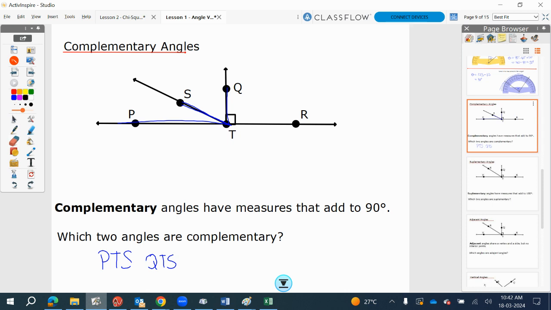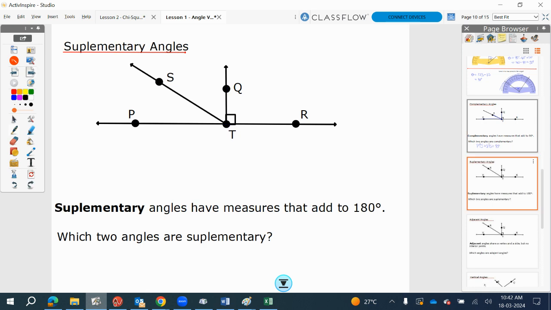Let me draw it like this. These 2 angles are complementary. They'll add up to 90. Does it have to be more than one angle? It needs to be 2.